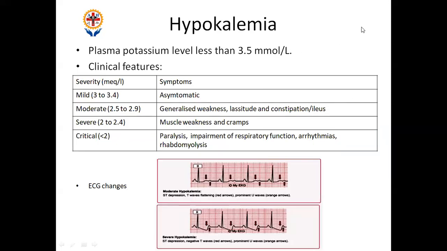So next thing is hypokalemia. Anything less than 3.5, you call it hypokalemia, and depending on your potassium value, it may be asymptomatic to severely symptomatic. Any value less than 2 is very severe, and it can cause paralysis, respiratory arrest as well, arrhythmias and rhabdomyolysis. So don't neglect potassium. The most common symptom you face with potassium, in newborns and even children, is paralytic ileus, and it can start even with as little as 3. So never think that hypokalemia is safer than hyperkalemia; even hypokalemia can cause symptoms. And ECG changes: what are the main ECG changes in hypokalemia?